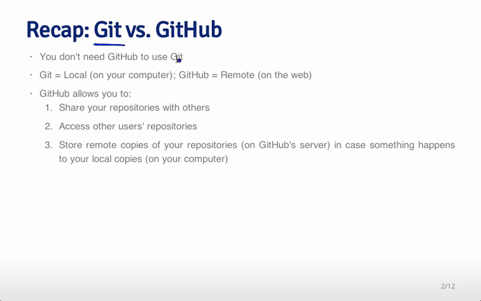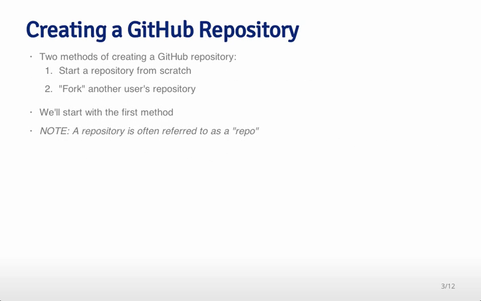Git is a piece of software that allows you to do version control of documents on your local computer. And GitHub is a web service that allows you to deal with repos or repositories remotely on the web. GitHub allows you to share your repositories with others, access other users' public repositories, and store copies of your local repos on the server in case something happens to your local version, so you have a backup copy.